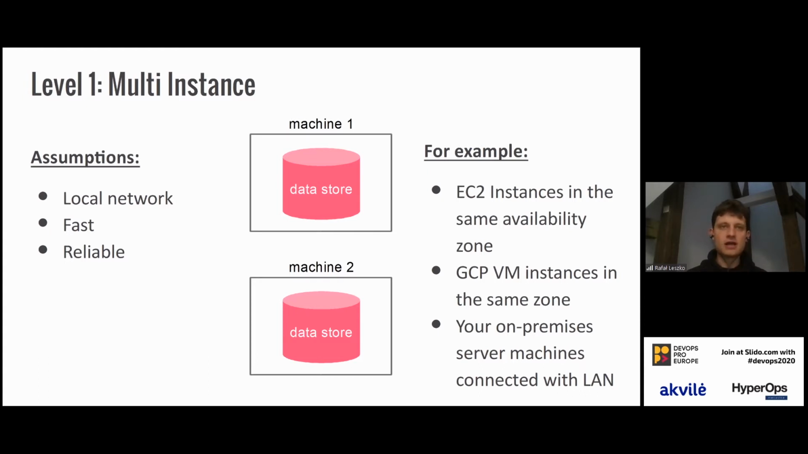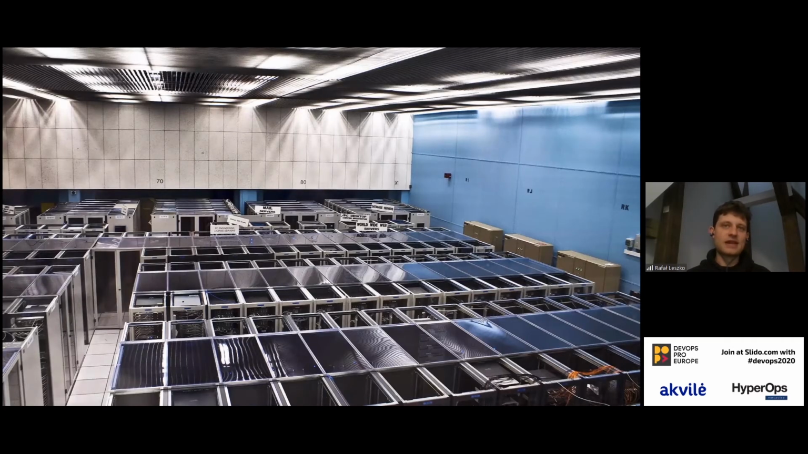There is a local network connecting them, which is fast and reliable. As an example, your data store could be deployed on two EC2 instances running in the same availability zone. You can consider them a local network. In reality, that is one availability zone.